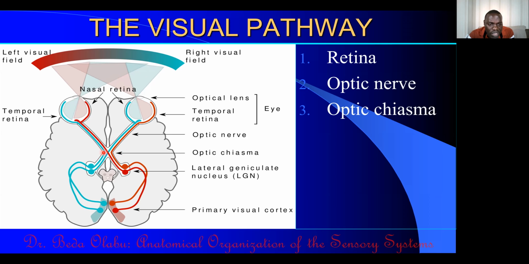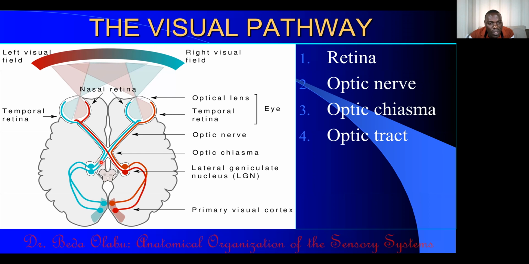So from the optic chiasma, the fibers which come out are still second order neurons because there's no synapsing at the chiasma. Those second order neurons are now called the optic tract. So this is the optic tract. But what do you notice about the optic tract? An optic tract carries information from the contralateral visual field.